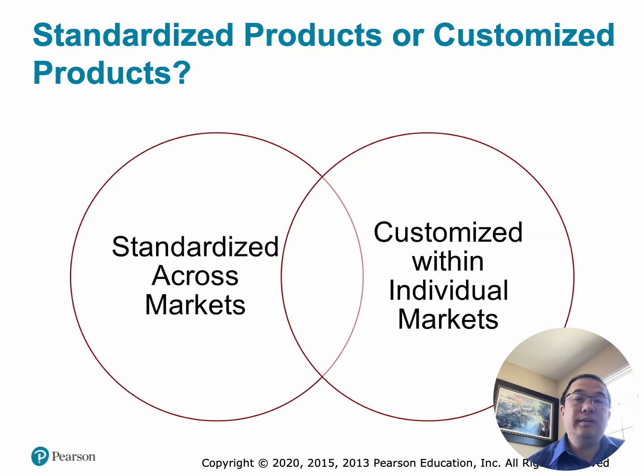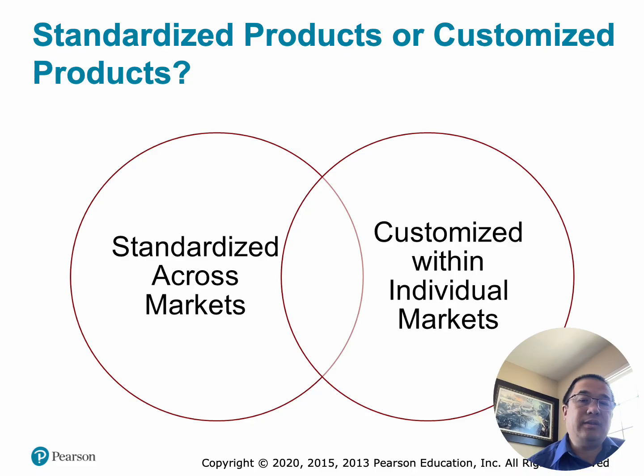This highlights one of the biggest decisions in international marketing. Should a company sell the same product everywhere or adapt it to each local market? The Venn diagram shows that international firms often use a combination of both approaches.